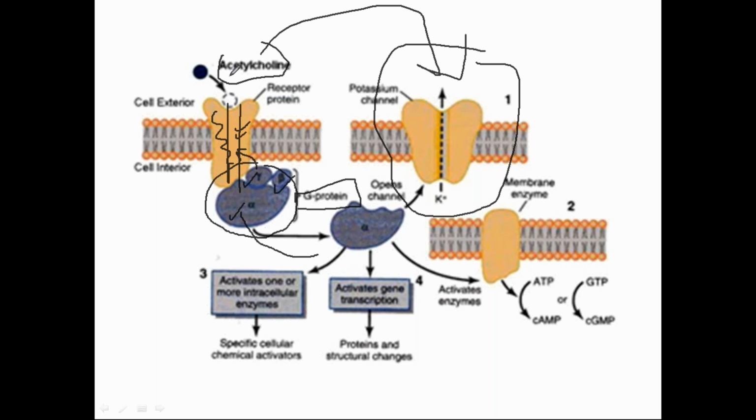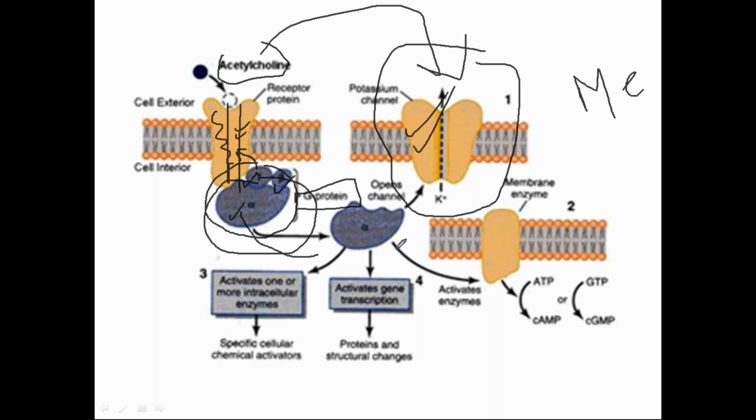But this is not happening with this muscarinic. Okay, it is happening with the help of this G protein, and that is why it is called a metabotropic receptor or a GPCR, a G protein coupled receptor, because with the help of this mediator, the functions are happening. The first function is the opening of this channel.